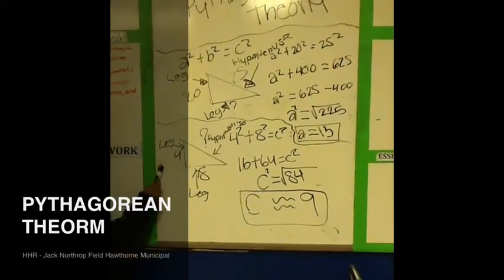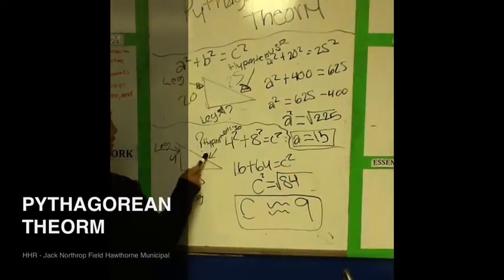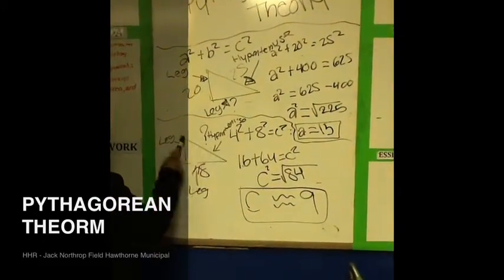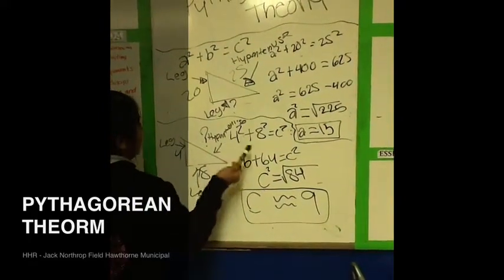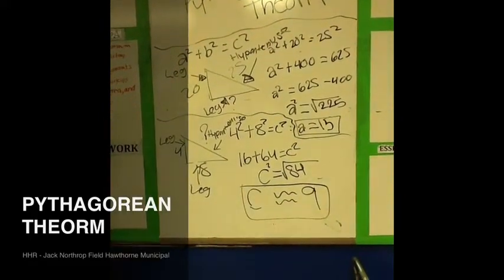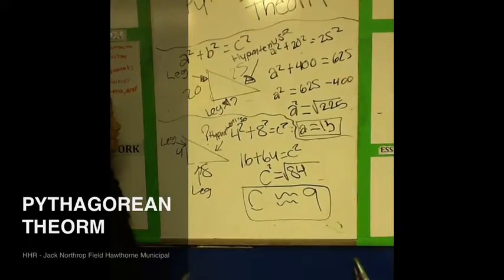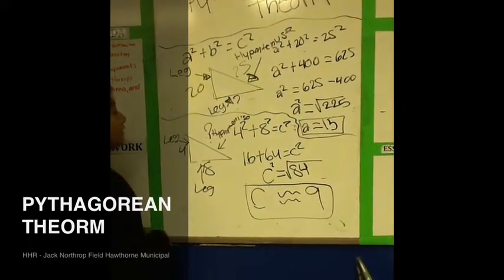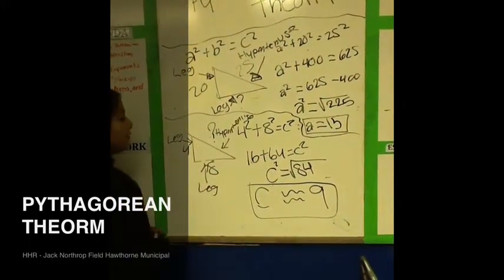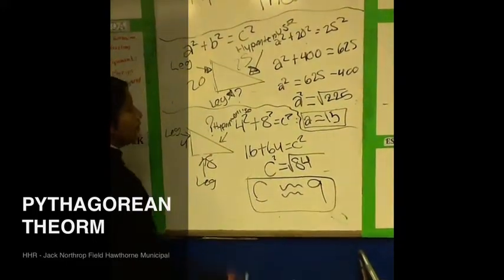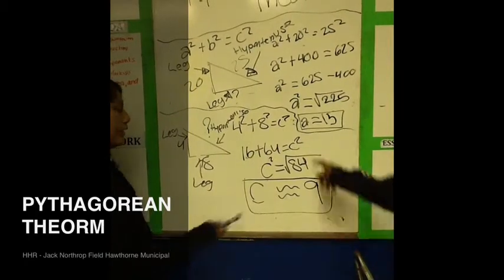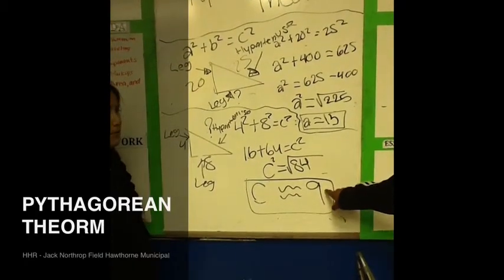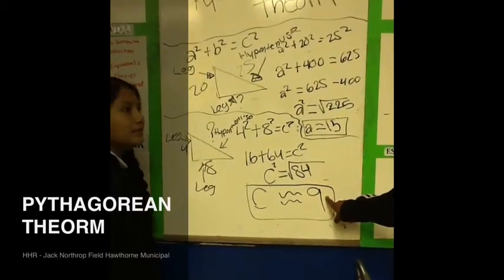Now we're going to find the hypotenuse. So there's a hypotenuse because the bigger side is always the hypotenuse. These are the 2 legs. So 4 squared plus 8 squared equals c squared. 4 times 4 equals 16 plus 8 times 8 equals 64, which equals c squared. C squared equals 80. The square root of 80 is about 8.9.